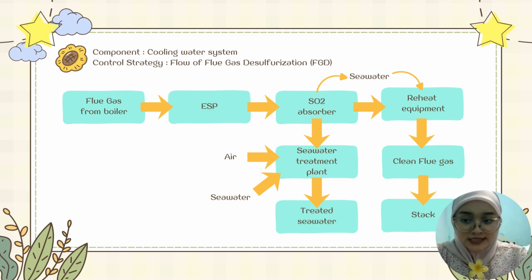Lastly, cooling water system using flue gas desulfurization (FGD). In this system, flue gas passes through the ESP and then into an SO2 absorber where seawater helps remove sulfur compounds. The gas then goes back to reheat equipment before being released as clean flue gas through the stack. The used seawater is sent to a treatment plant before being discharged safely as treated water. This system reduces both air and water pollution.